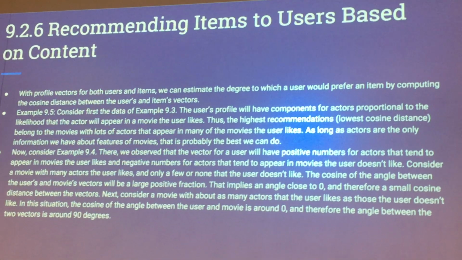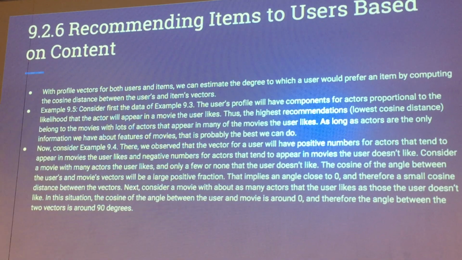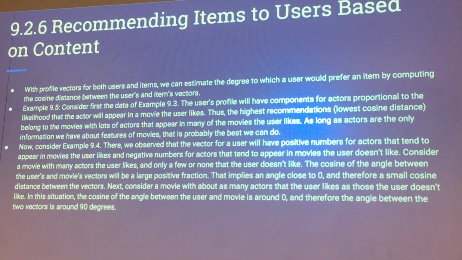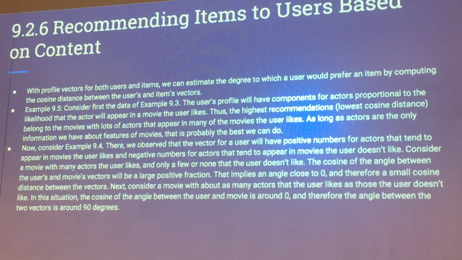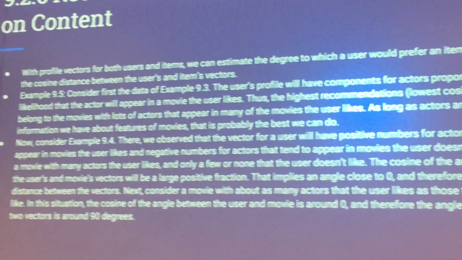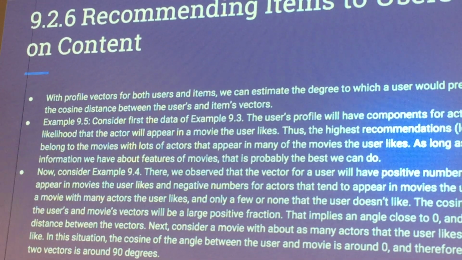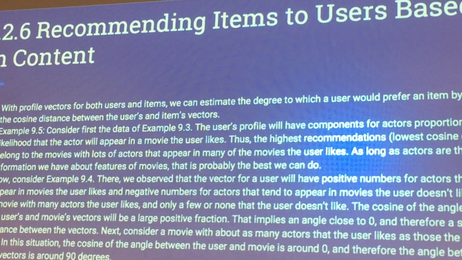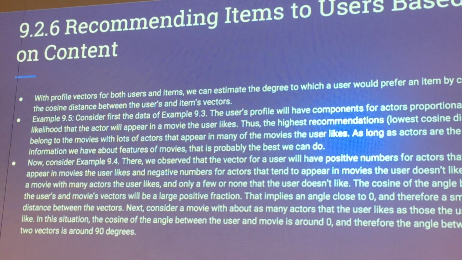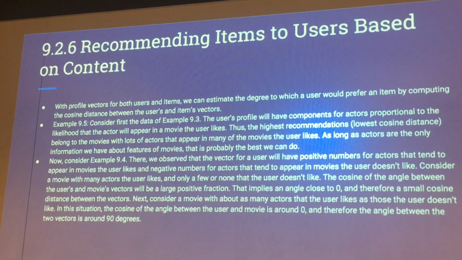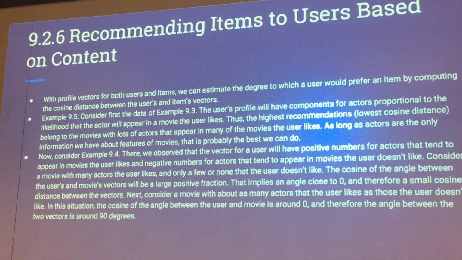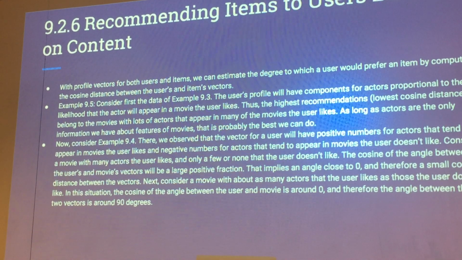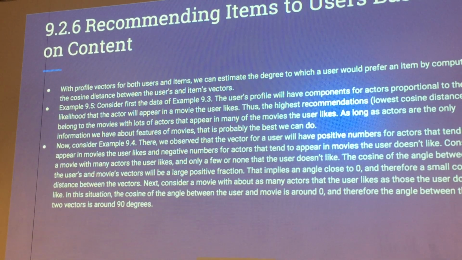And so when you're recommending items to users based on content, with profile vectors for both users and items, you can estimate the degree to which a user would prefer an item by computing the cosine distance between the user and item vectors. Another example is example 9.3, where the user's components for actors are proportional to the likelihood of actors appearing in the movie. So the highest recommendations, which is the lowest cosine distance, belongs to the movies with lots of actors which the user likes. And as long as the actors are the only information we have, that's probably the best that can be done. And for 9.4, there's another example with a bit more values, again using the cosine value.